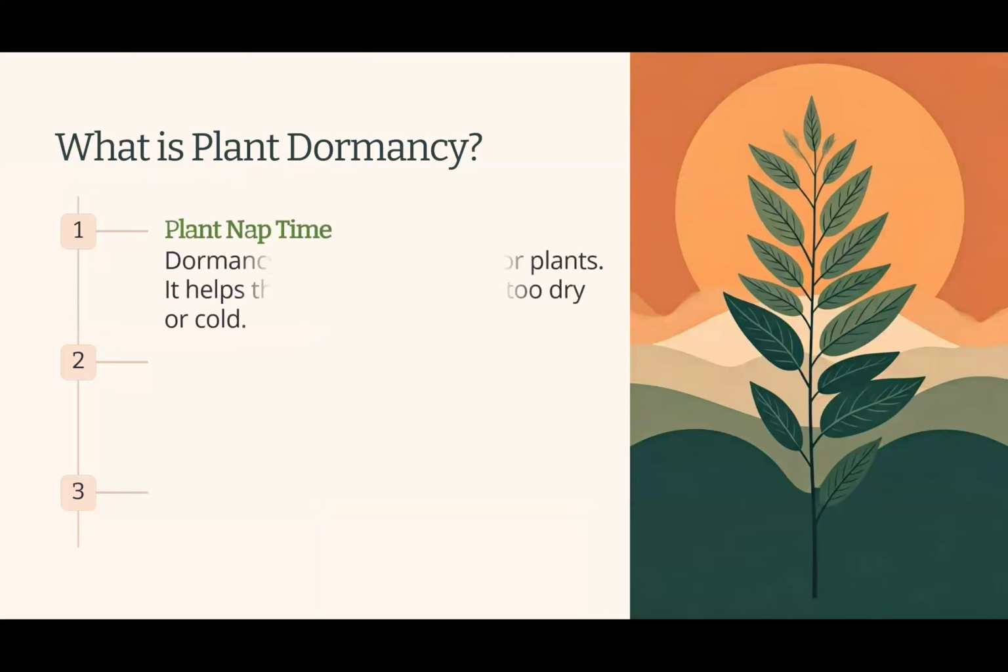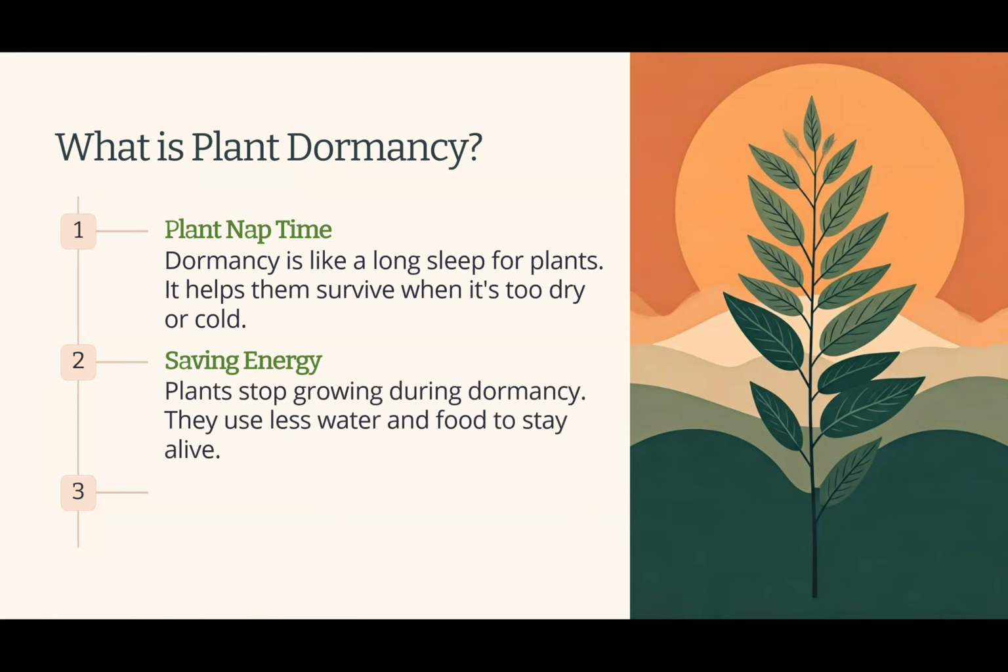Plant nap time. Dormancy is like a long sleep for plants. It helps them survive when it is too dry or cold. It helps them to save energy. So, what is the adaptation of the caladium? It is to go dormant, or dormancy. How could dormancy help this plant? By saving energy. Plants stop growing.